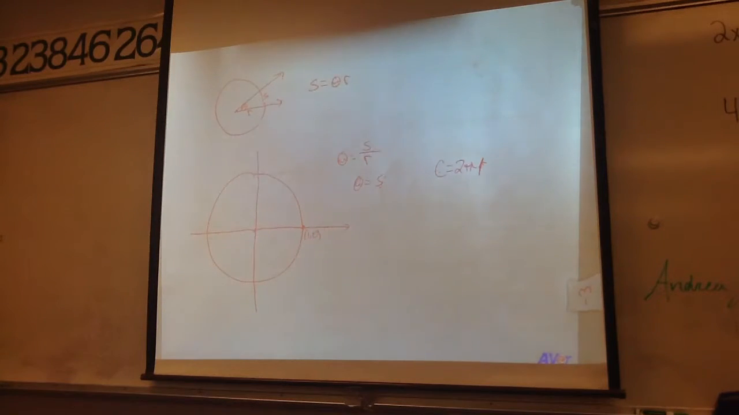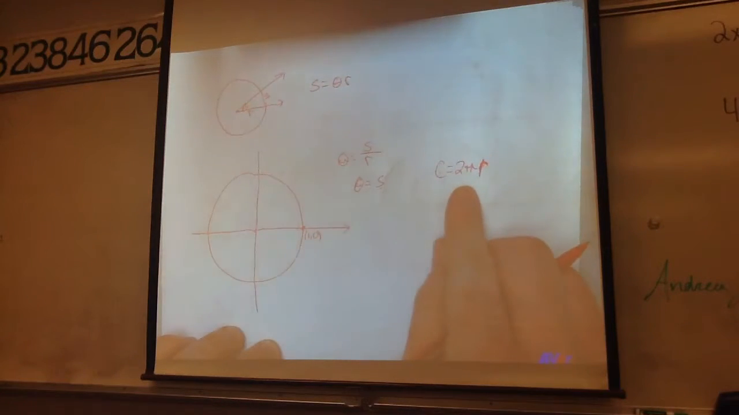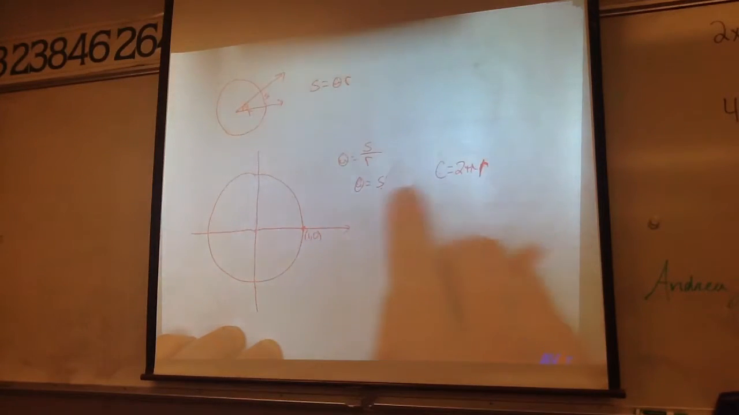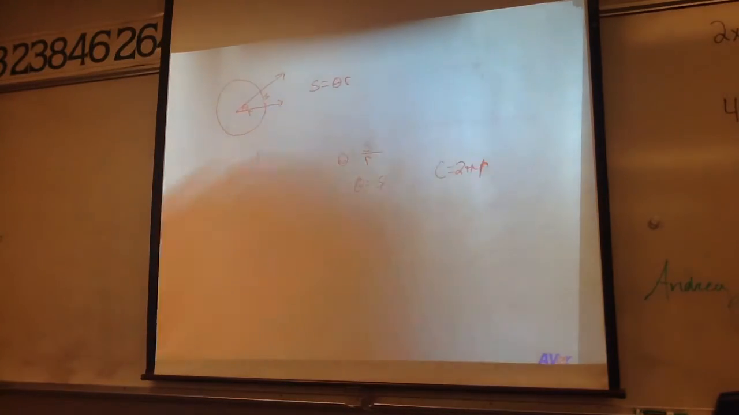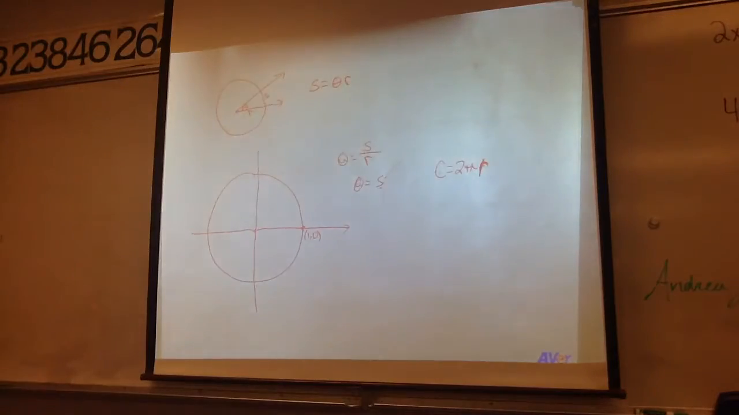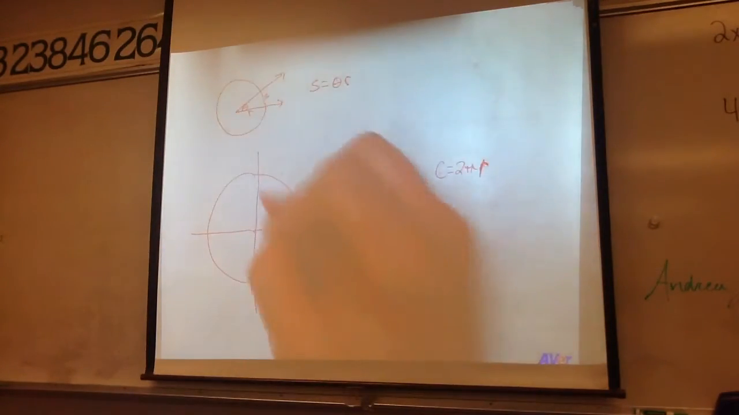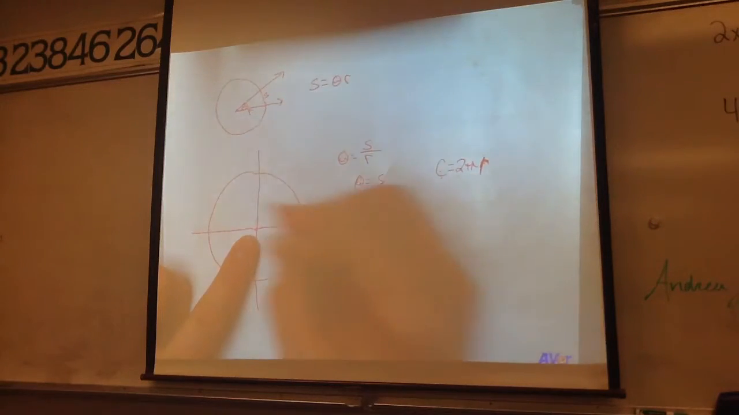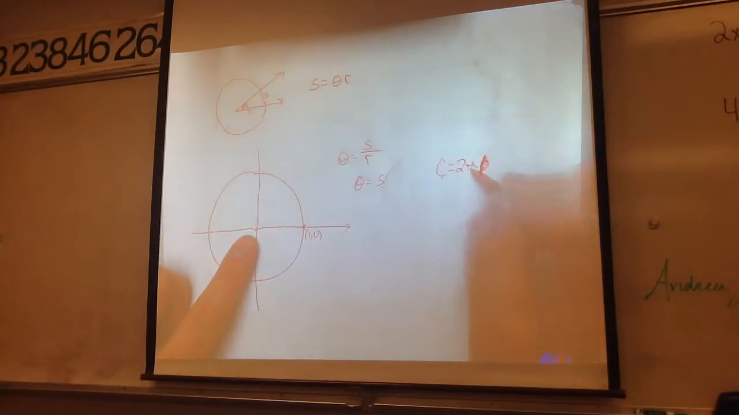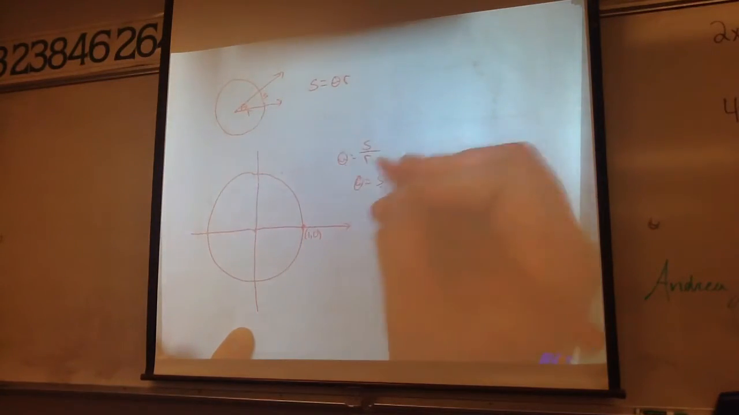I'm not feeling it. Circumference is 2 pi r, right? Circumference and arc length are the same thing. No, circumference implies the full thing. Arc length is part of a circumference. Arc length is just a piece. So the circumference is 2 pi r, and in the unit circle, radius is always 1, so the circumference is 2 pi. So the full circle is 2 pi. The angle is equal to 2 pi.